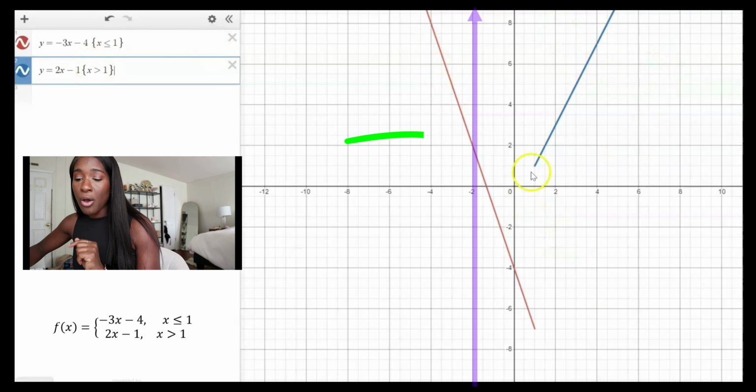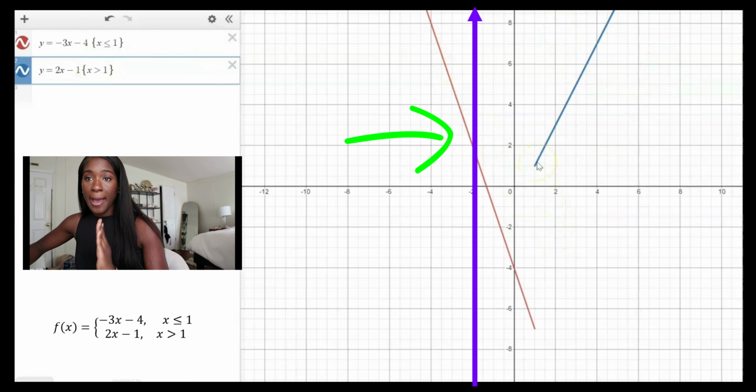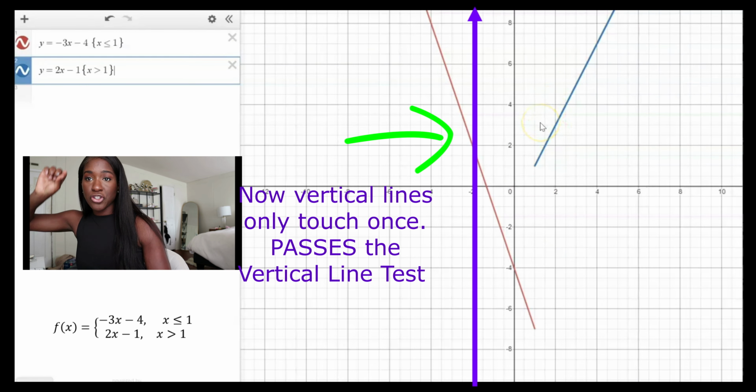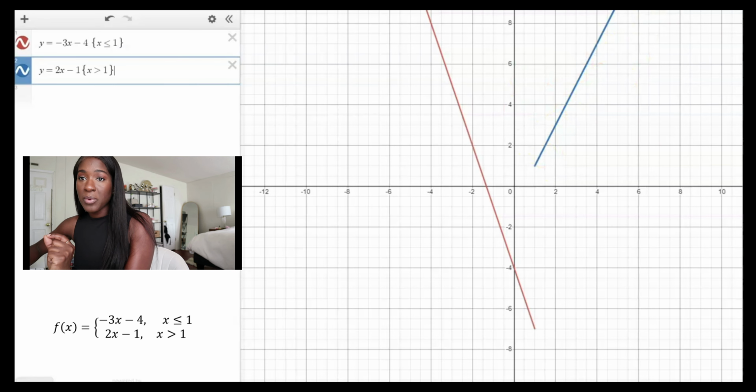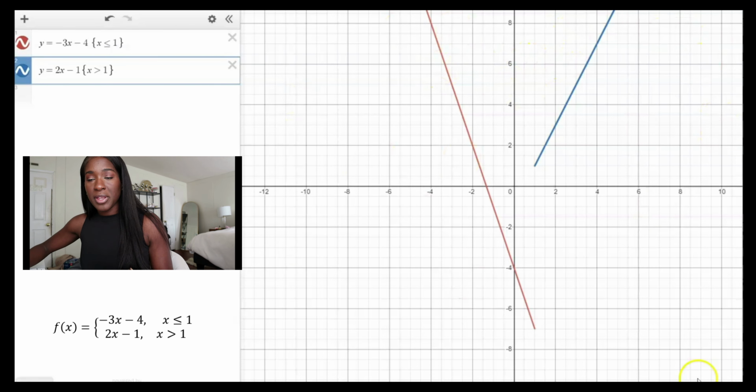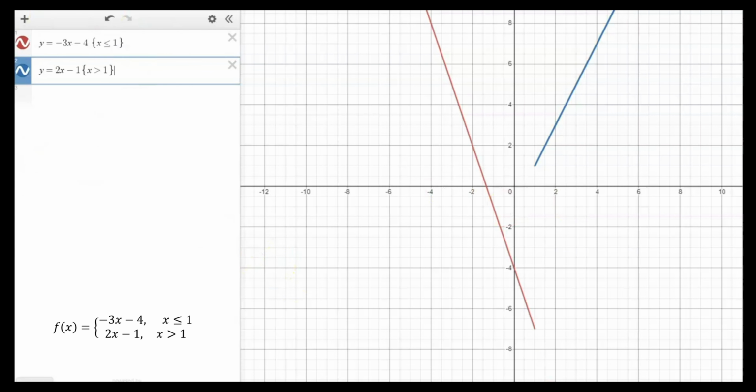Notice that now these graphs do not overlap each other vertically. If I start drawing in vertical lines, they're only going to touch the graph one time. So now I really do have a function. We have the red line coming in that stops at 1, only existing when x is less than or equal to 1. Then we have the blue graph that comes in right when x is 1 and goes on forever in the right direction when x is greater than 1. Now that we've seen what that graph looks like, let's go and do some things on that note sheet.